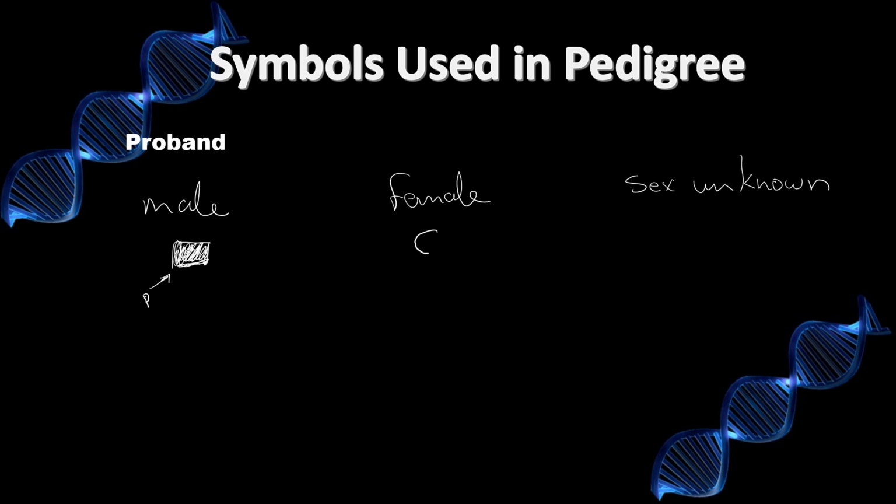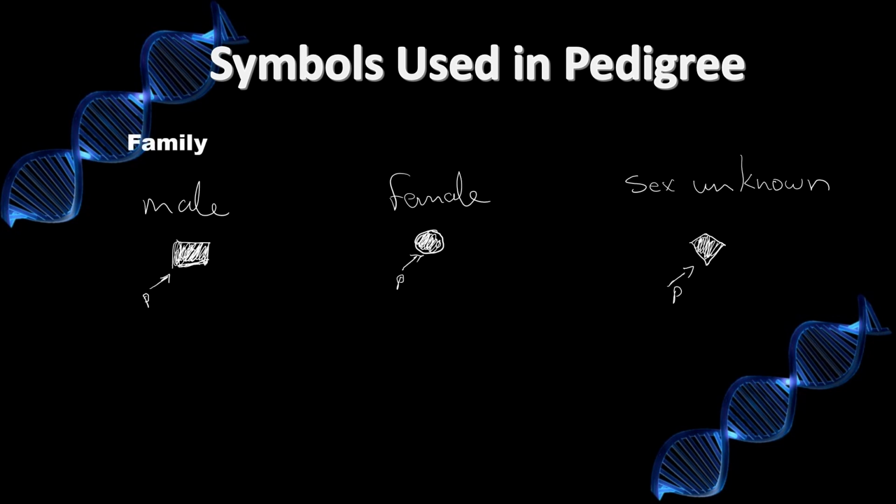In case of female, same, a colored circle first, then an arrow indicating like this, and with a P behind it. This is a proband. In case of sex unknown, same, a colored diamond shape with an arrow like this, and indicating a P for proband.